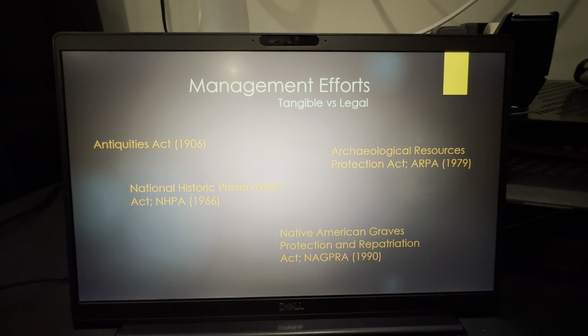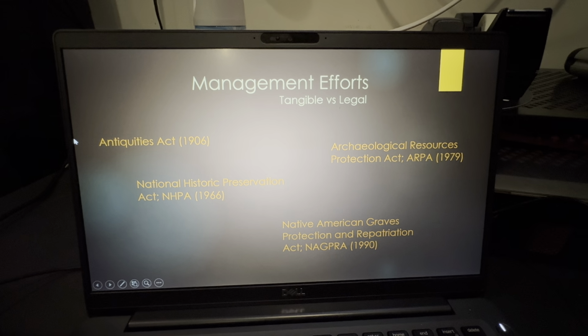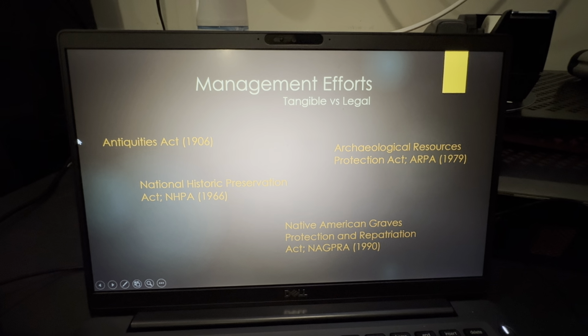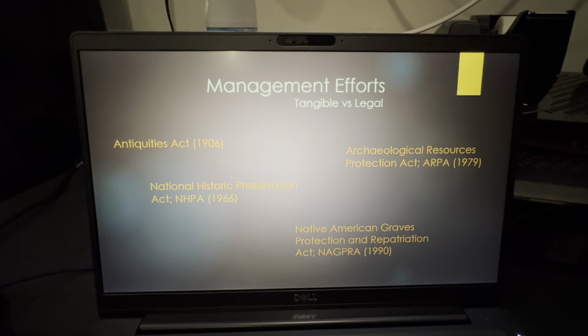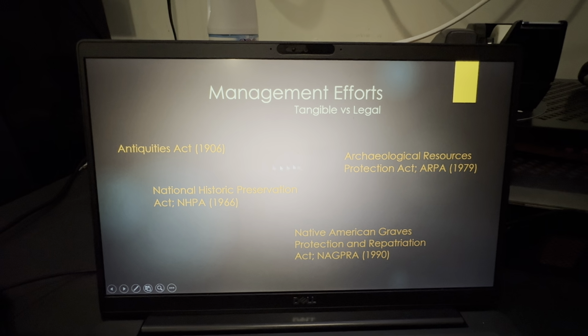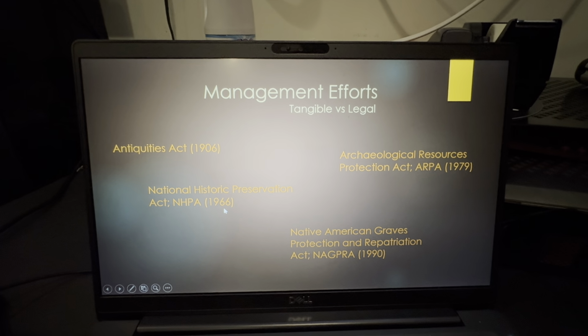So then this, I won't go too much into it, but these are some laws that were created to protect archaeological artifacts and sites. So the first one ever made was the Antiquities Act, and that was made for historic settlements and structures on federal land. And then there was the National Historic Preservation Act, which was the next one 60 years later.